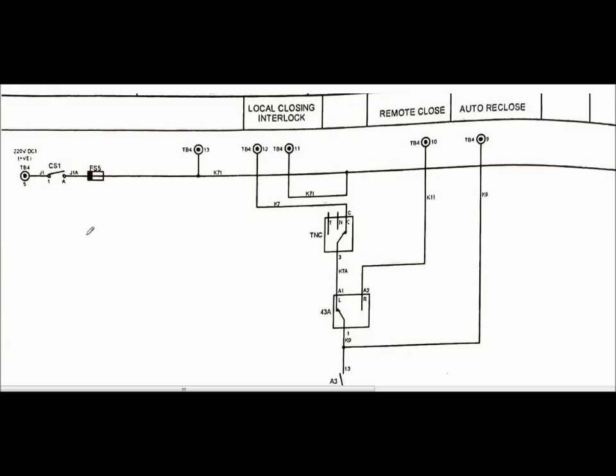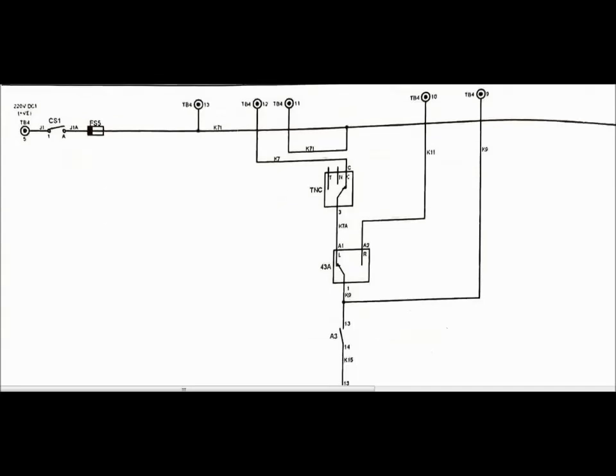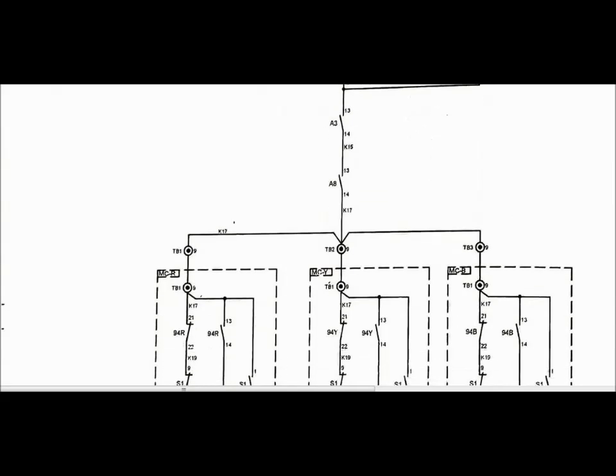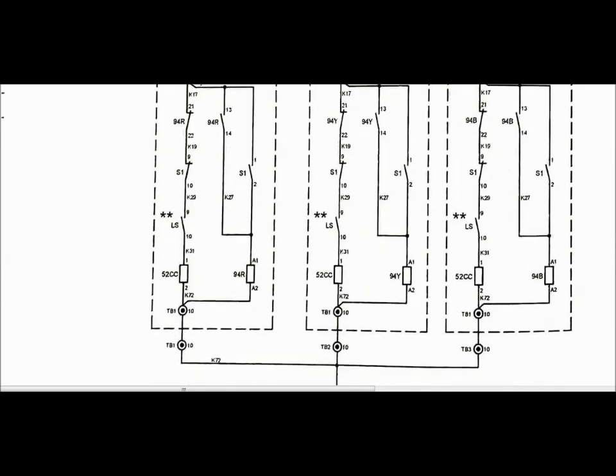Hello friends, today I will discuss the circuit diagram for a 220 kV circuit breaker, that is the closing circuit, then the tripping circuit, then the indication circuit. The closing circuit of the 220 kV circuit breaker has been shown in this figure.